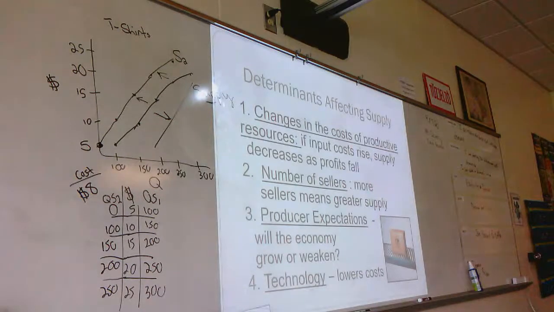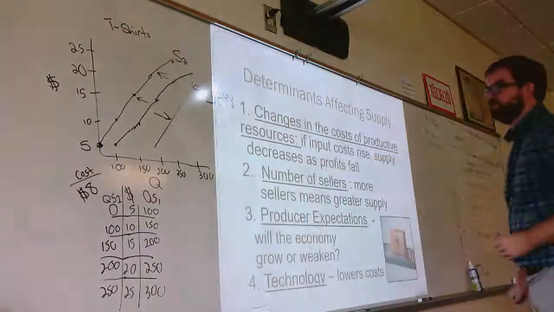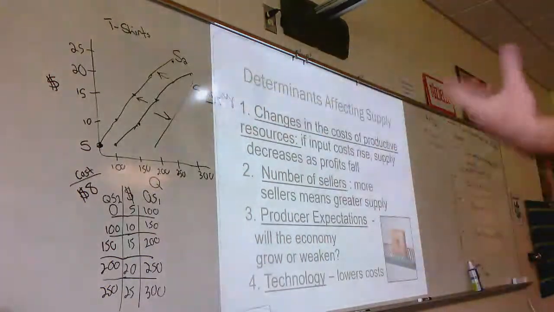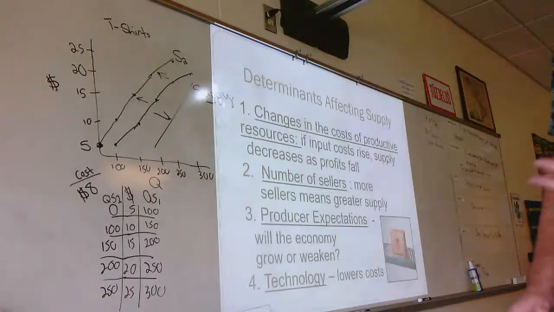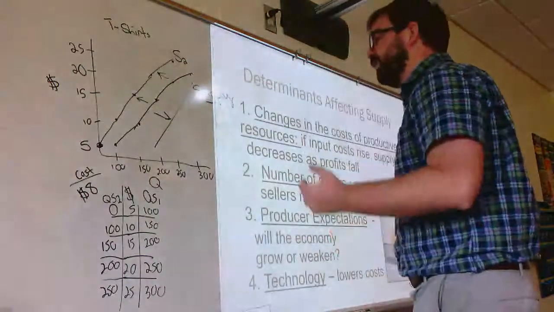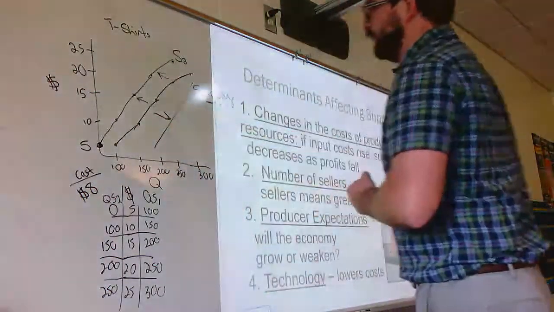All right, so some of the big things that can affect our supply of goods. First off is the cost of the productive resources. That's what we were looking at with the t-shirts here, right? If the cotton gets more expensive, then it's going to be harder to make these shirts, and our supply is going to decrease. If the farming gets easier for the cotton or we get better technology, then our supply will increase and it'll move to the right.